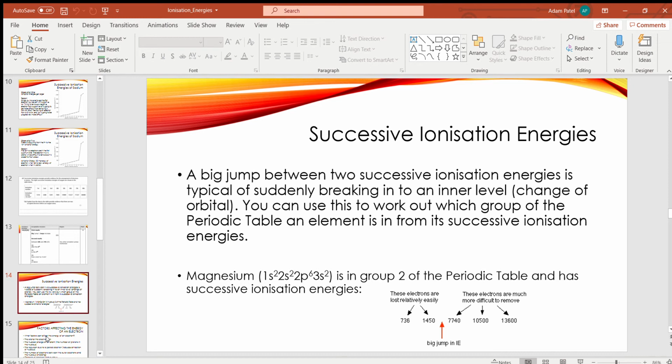As you increase your successive ionization energies, the more ionization energies you complete, the more difficult it is to remove an electron from the ion. Usually the big jump is quite easy to notice. So here 1450 to 7740 is a massive jump, so it's very clear that there is a change in either shell or subshell.